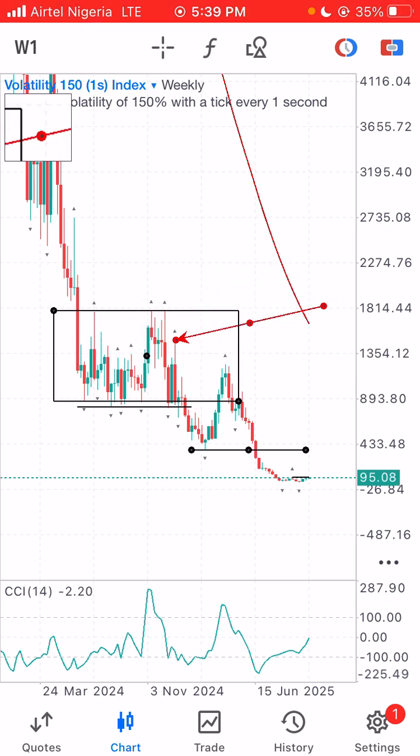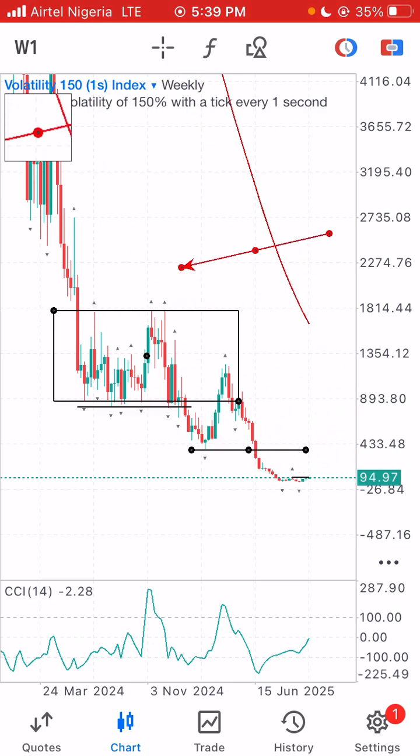When you see something like this, you're supposed to watch and analyze from a bigger time frame to see what the possibilities are of taking trades here. So this is a downtrend market. If you're to read this chart, we are reading it as a downtrend market.